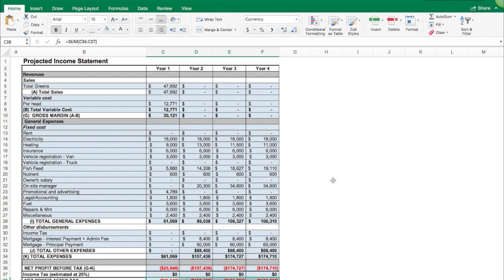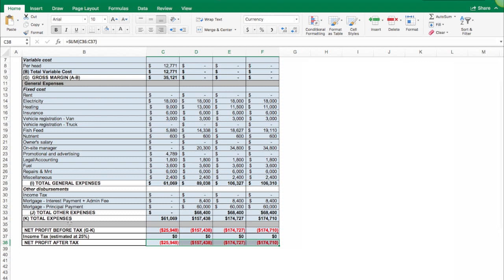Lastly, guys, there is the income statement. Once you add in all the values that you need for year 1, year 2, year 3, year 4, you're going to get an automatic table that's going to give you your income statement for all the 4 years based on the values that you've put for your cash flow. It's going to break it down from revenues, your variable costs, your total cost, your gross margin, your fixed costs, and your general expenses. And of course, at the end, it's going to give you your net profit before tax.